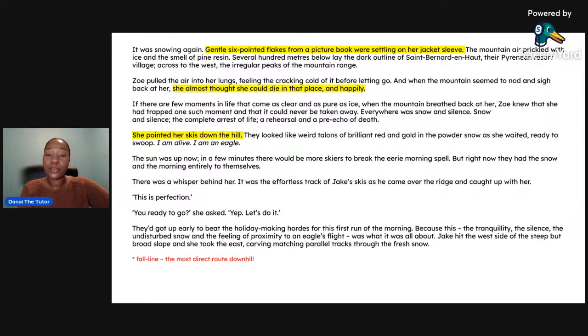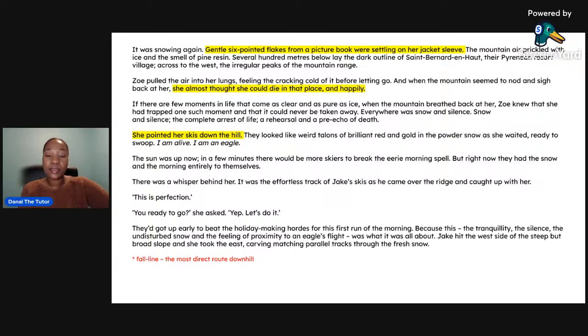Zoe pulled the air into her lungs, feeling the crackling cold of it before letting go. And when the mountain seemed to nod and sigh back at her, she almost thought she could die in that place, and happily. If there are few moments in life that come as clear and as pure as ice, when the mountain breathed back at her, Zoe knew that she had trapped one such moment and that it could never be taken away. Everywhere was snow and silence, the complete arrest of life, a rehearsal and a pre-echo of death.